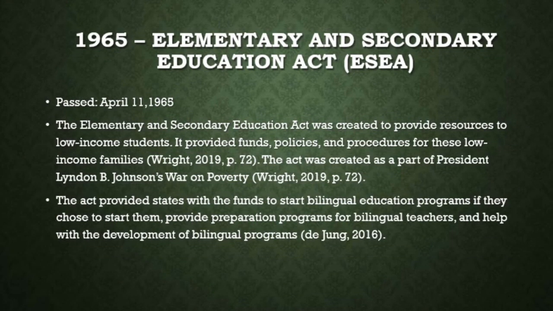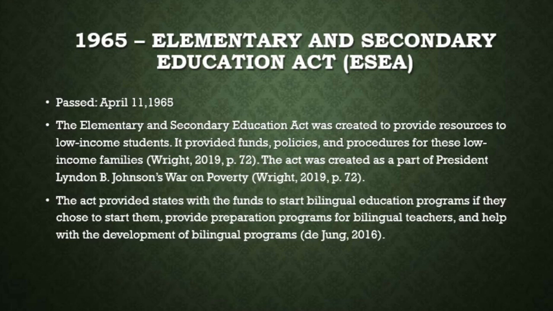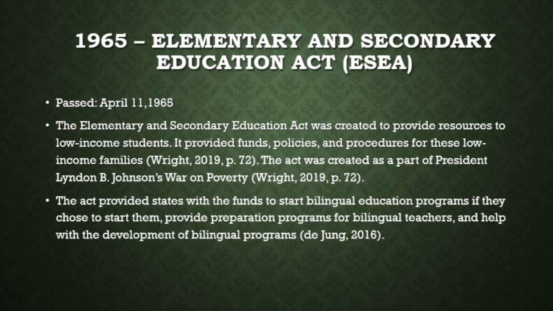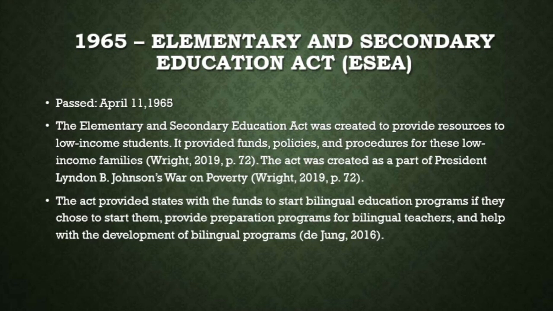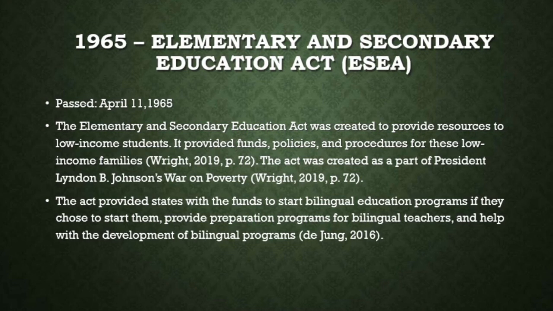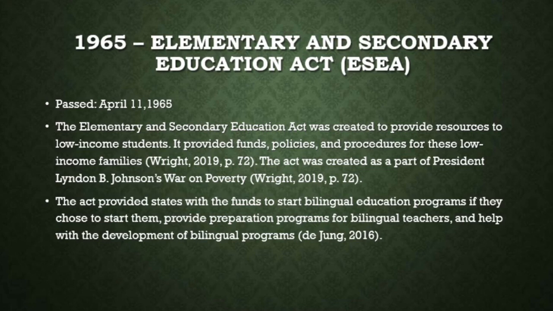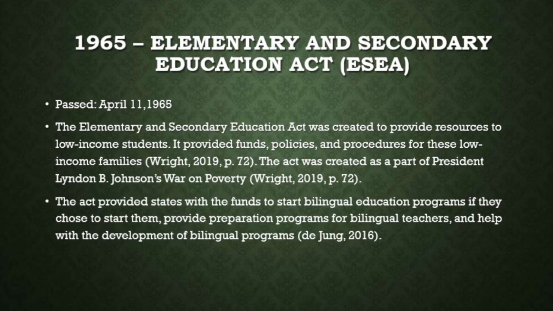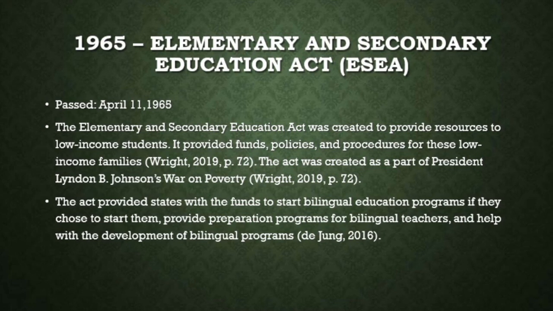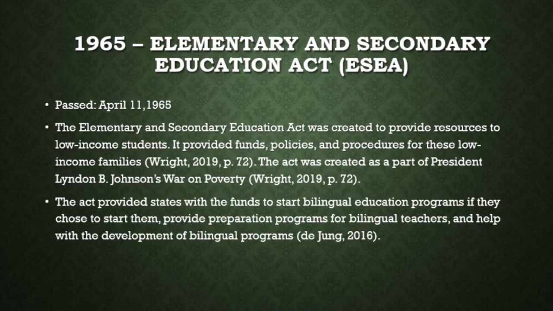The first piece of legislation we're looking at today was in 1965, the Elementary and Secondary Education Act. It was passed on April 11, 1965. The act was created to provide resources to low-income students. It provided funds, policies, and procedures for these low-income families.